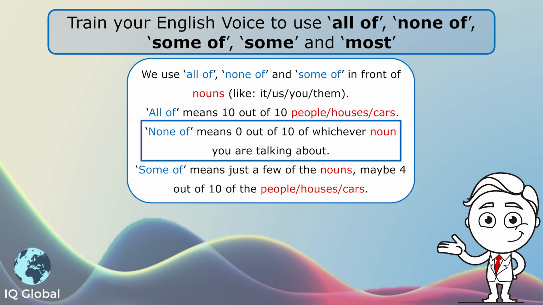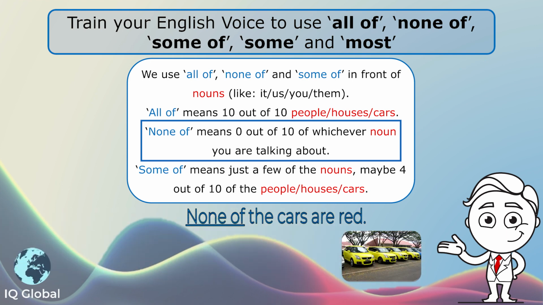None of. None of means 0 out of 10 of whichever noun you are talking about. For example, none of the cars are red. So 0 cars out of the 10 cars are red. 0 of them. None of them are red.